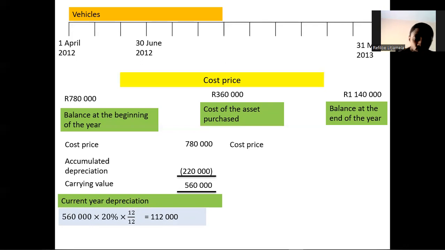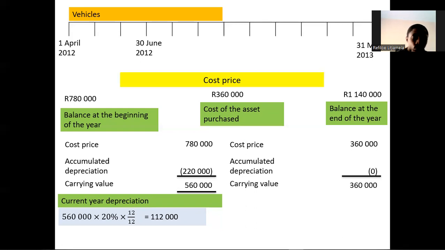The cost price of the new vehicle is 360. But please note that this vehicle has not yet been depreciated, as a matter of fact. That is why accumulated depreciation on this vehicle is 0. And the cost price and the carrying value of the new vehicle will be the same because it is new. It doesn't have any accumulated depreciation. As a matter of fact, we're going to be depreciating it for the first time this year.